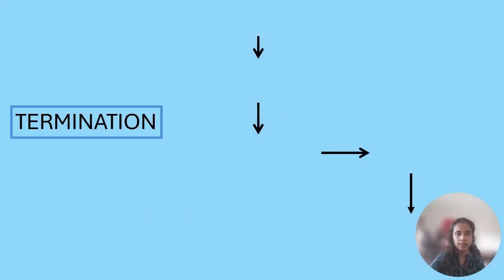Next is the termination. The termination phase of DNA replication completes the replication process. It resolves the replication forks, fills the gaps, and helps in disassembling the machinery, separating the daughter DNA molecules. So the following detailed steps are there for termination.